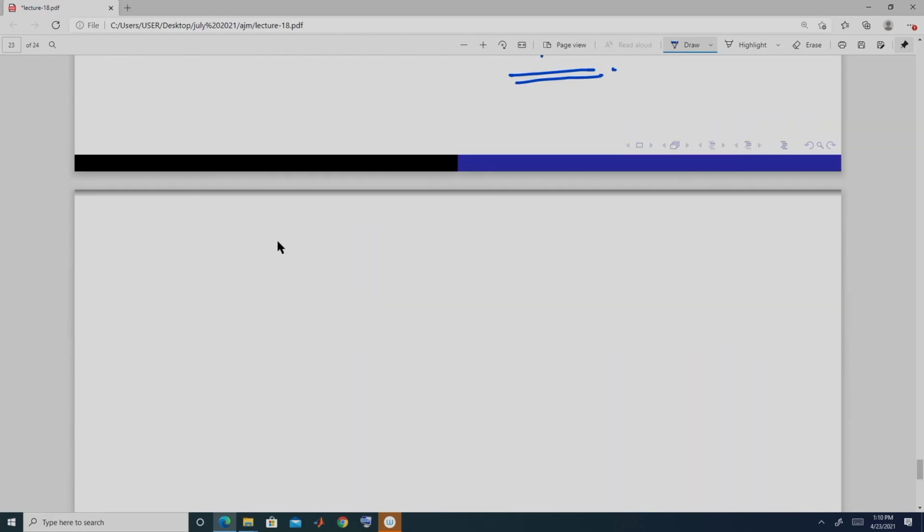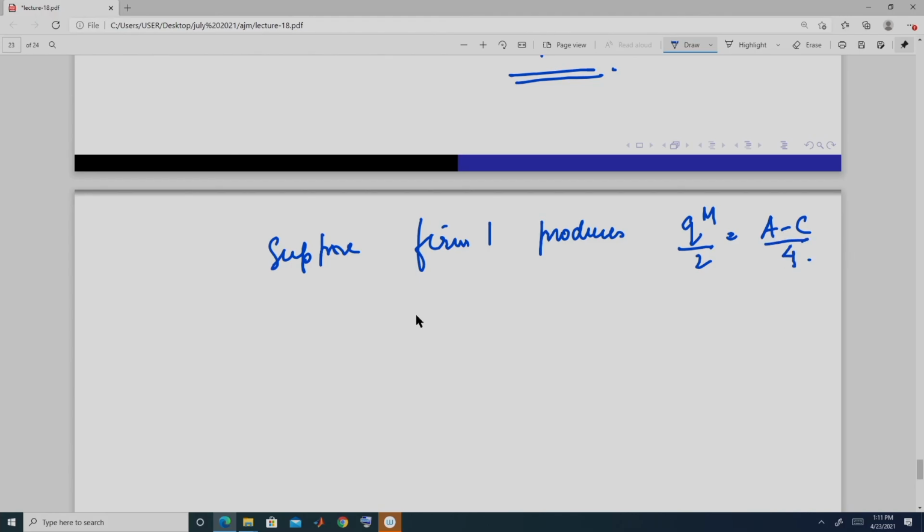Now, suppose firm 1, whether this is going to be implemented automatically. Suppose firm 1 produces half of the monopoly output. Then firm 2, how much should it produce? If we use the Nash optimization, we get a reaction function like this.